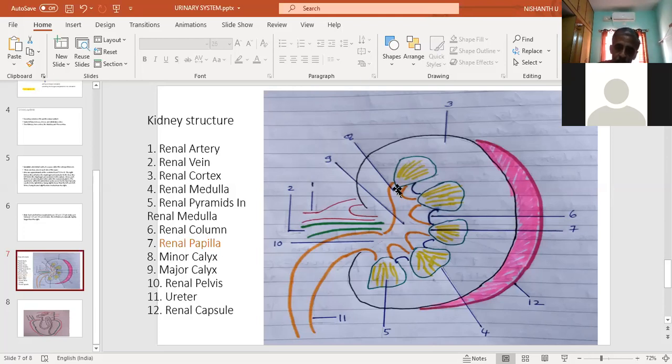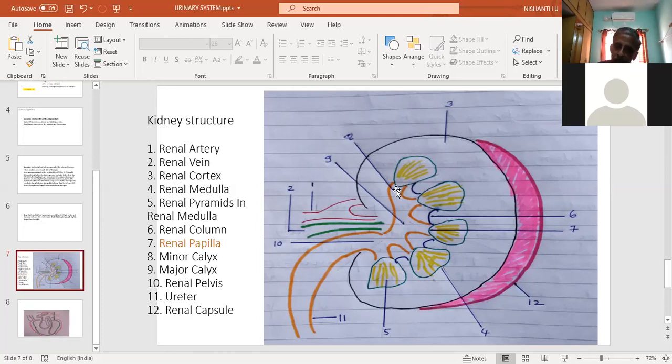And the minor calyx, what will it do? How many minor calyx will be there? Approximately 8 to 18. Depending on the number of pyramids, that many minor calyx will be there, because all the pyramids will channelize the urine to the minor calyx. You can see how many pyramids are here. How many medulla are there? 1, 2, 3, 4, 5. That means 5 medulla are there. So it is expected that 5 minor calyx will be there.